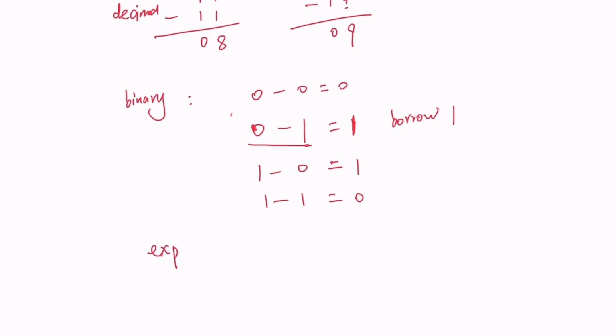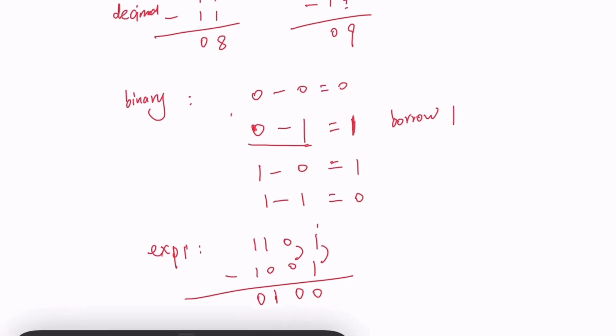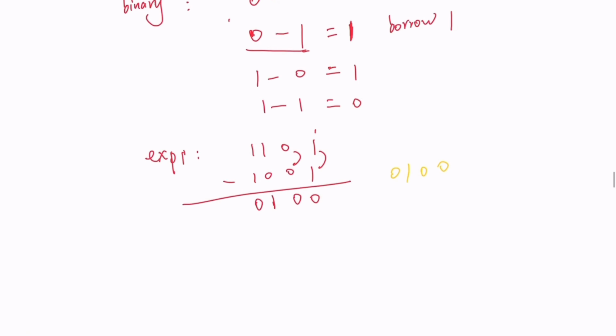Let's look at one example here. Let's say we have 1101 minus 1001. So we start from here. 1 minus 1 is 0. 0 minus 0 is 0. 1 minus 1 is 0. 1 minus 1 is 0. So the result is 0, 1, 0, 0.